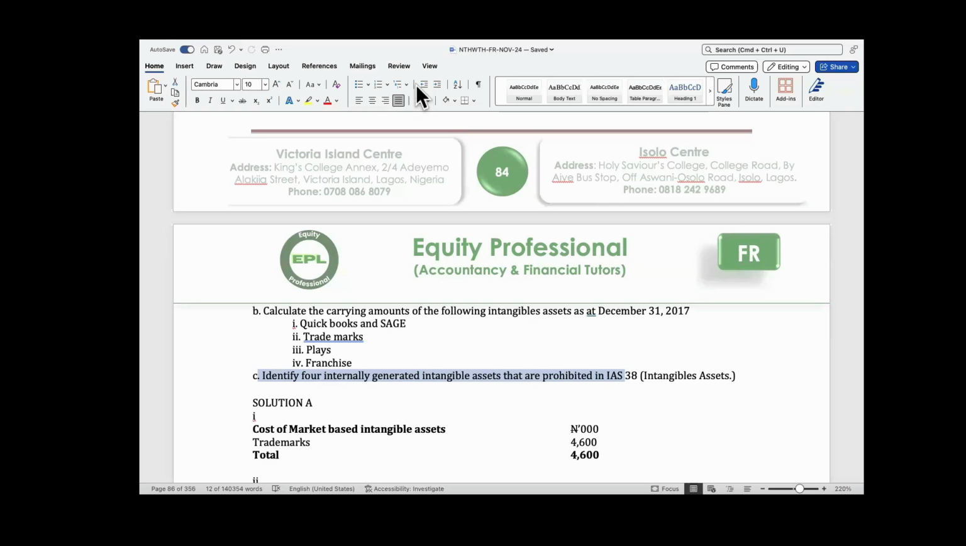Well, staff training, you will be wrong, because staff training is actually recognized in the account, but as an expense, not as an asset. So we are talking about those that are not even recognized in the account at all. So we have goodwill. But it's an expense, not an intangible asset in this case. Yes, so no, it is prohibited.